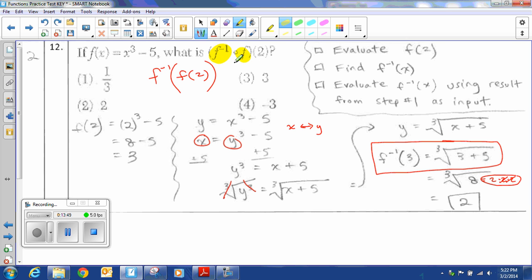Your answer is always the input value, 2. And that's why when we did it the long way, we got 2 as an answer, but if anybody had realized this, you could have just said, oh, we're taking the inverse of a function, so the answer will be x, or in this case, the answer will be 2.